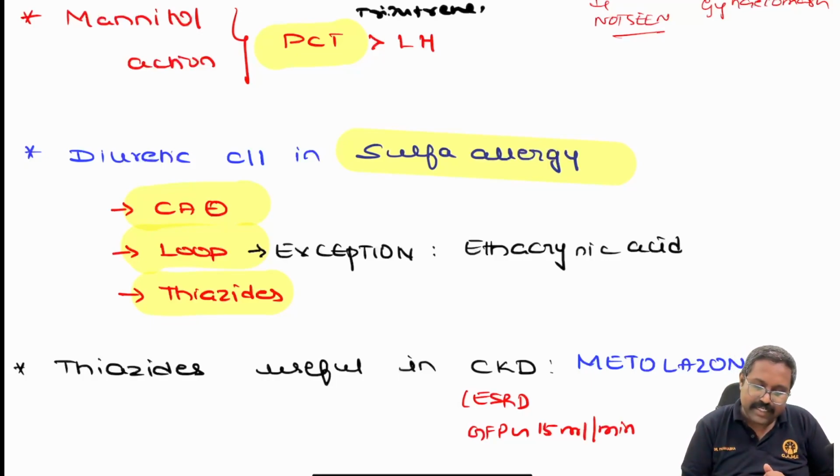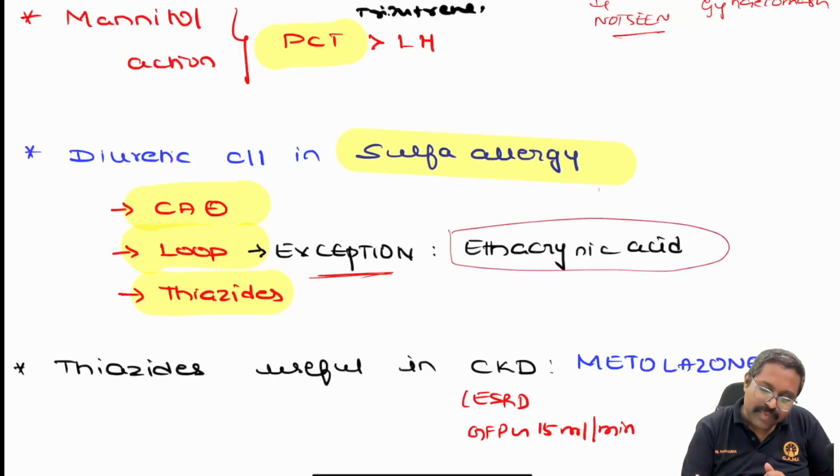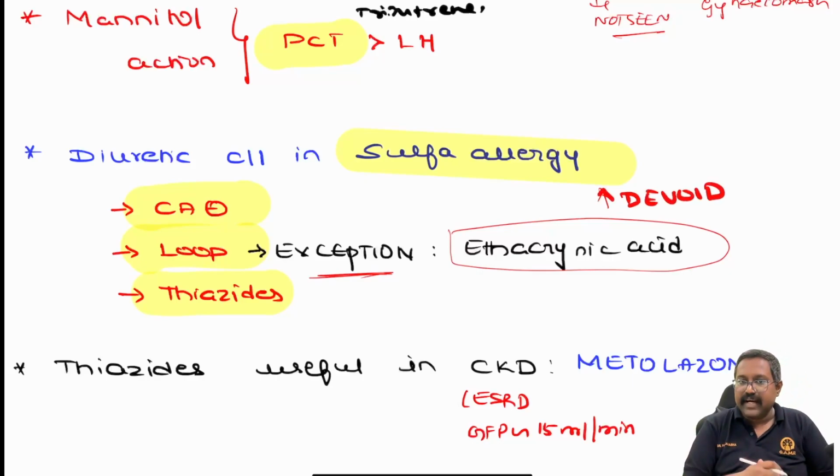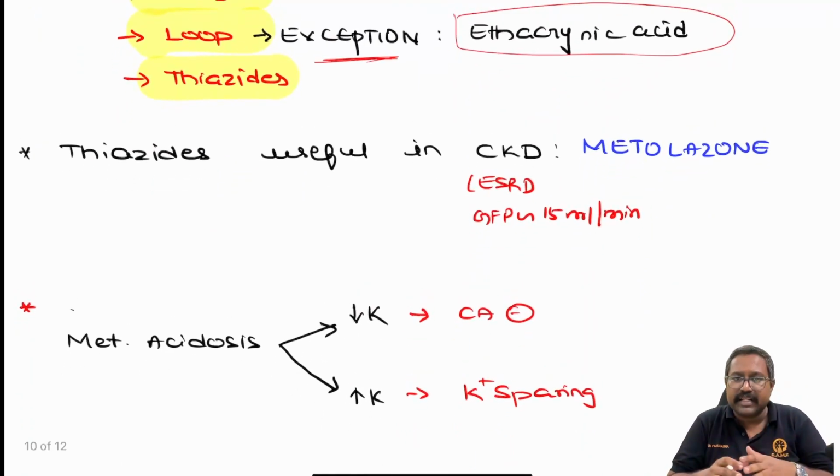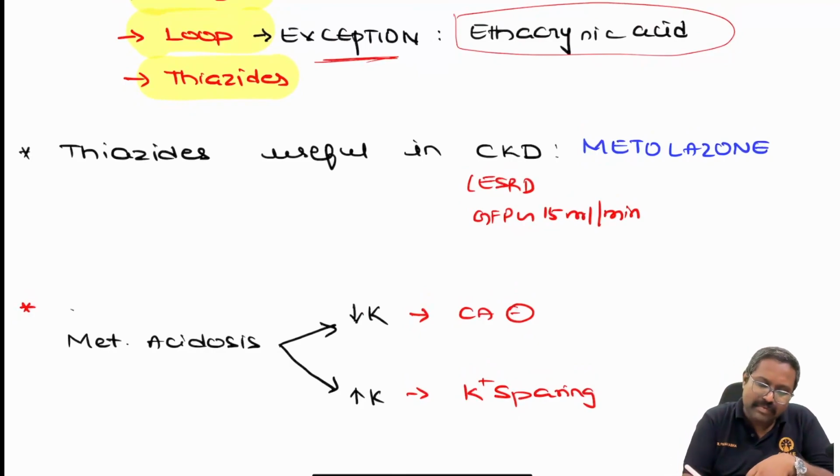Here is the exception that you need to know. The exception under loop diuretics is ethacrynic acid, which is devoid of sulfur, so it is safe in sulfur allergy. Which thiazide group drug is very useful in chronic kidney disease? Please remember just the name: it is metolazone. Metolazone is a thiazide diuretic which is preferred in chronic kidney disease.